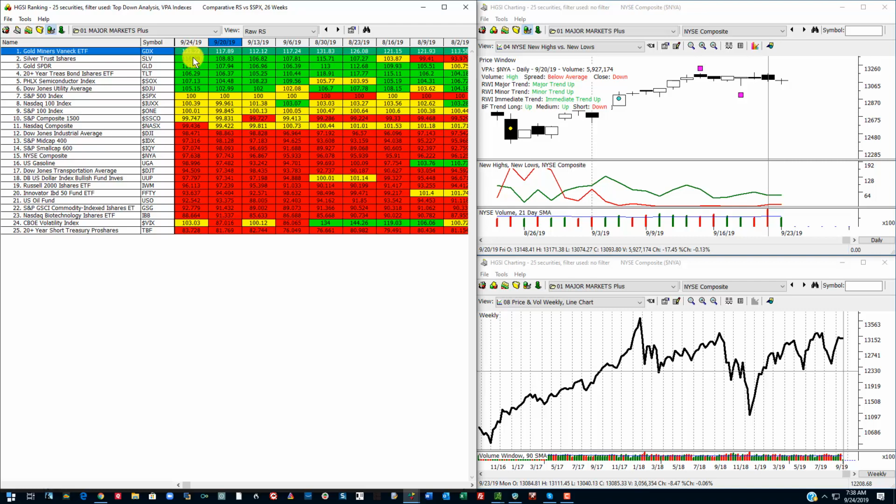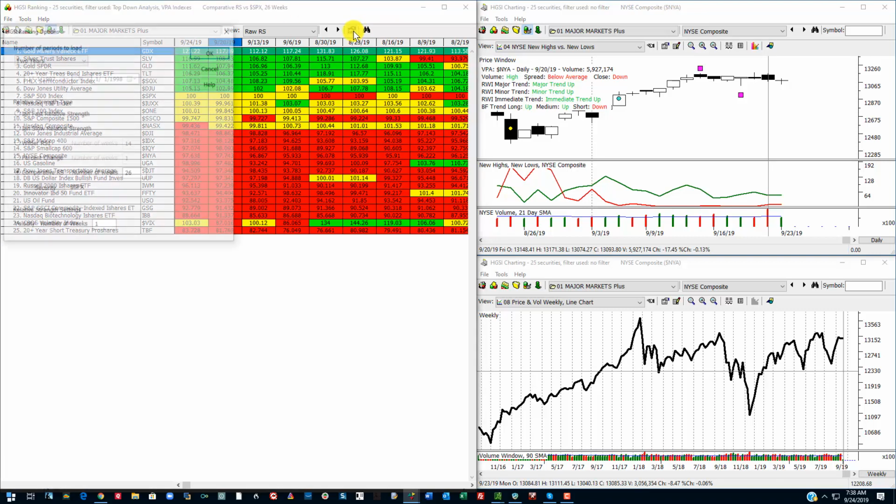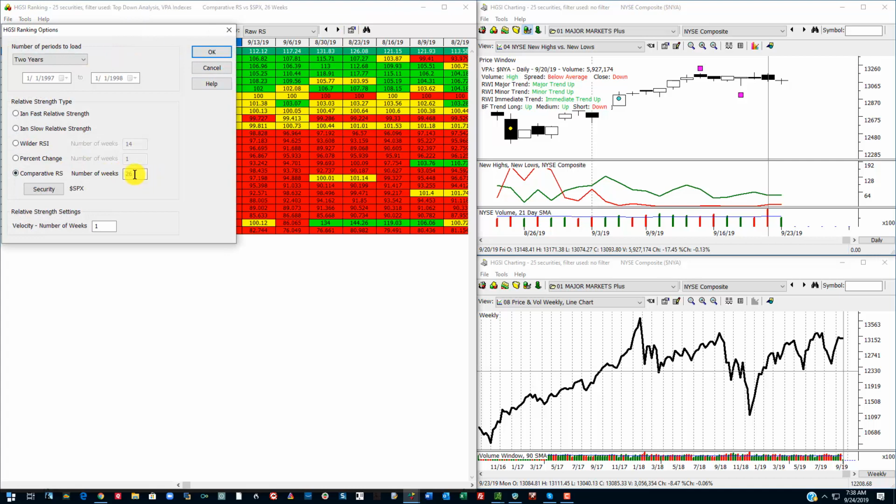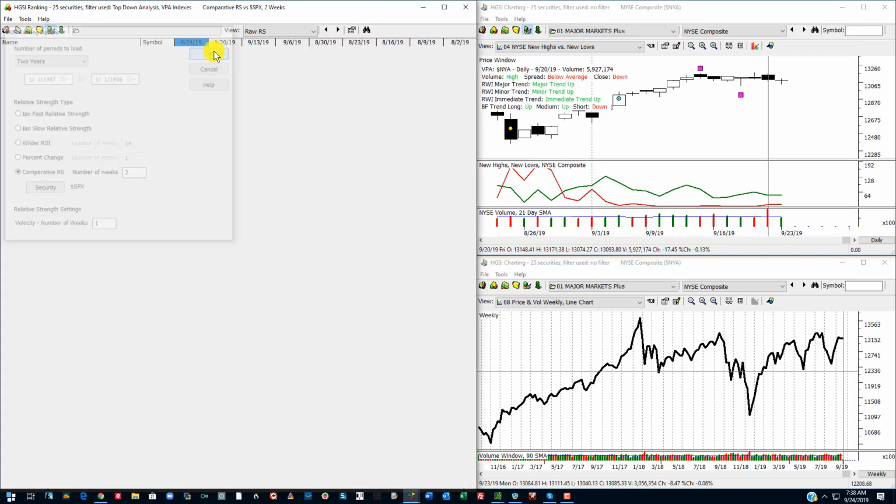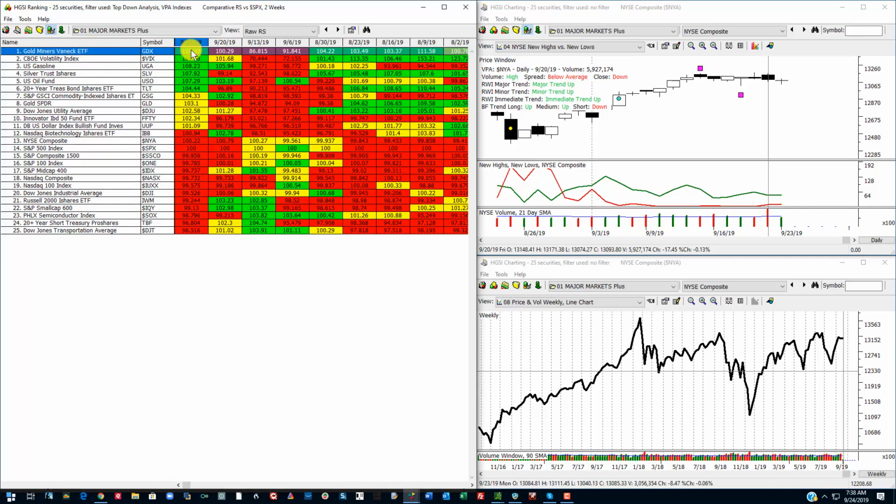This is a percentage gain compared to the S&P. In other words, the gold miners have outperformed the S&P by 23.22% over that time period. I'm going to shorten this up. Let's just see what has happened the past 2 weeks. And you can see that the gold miners are still up near the top.